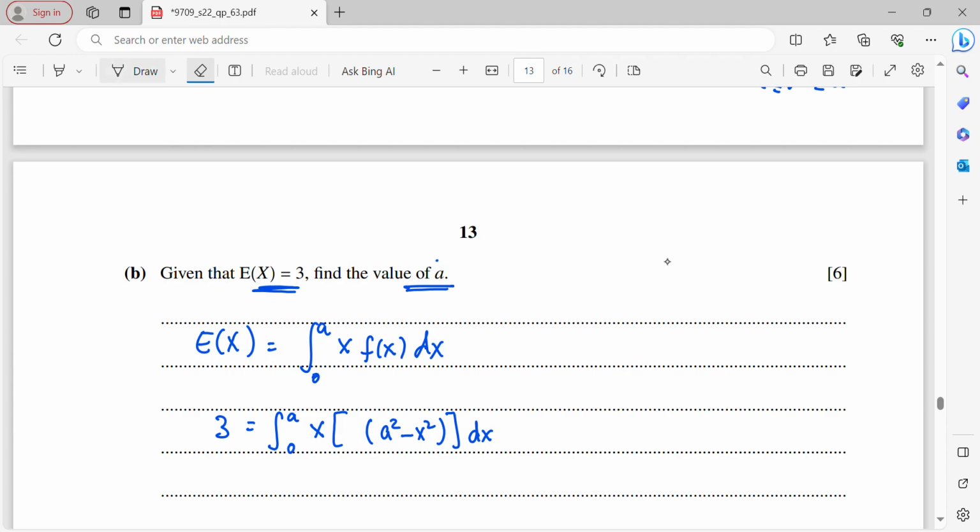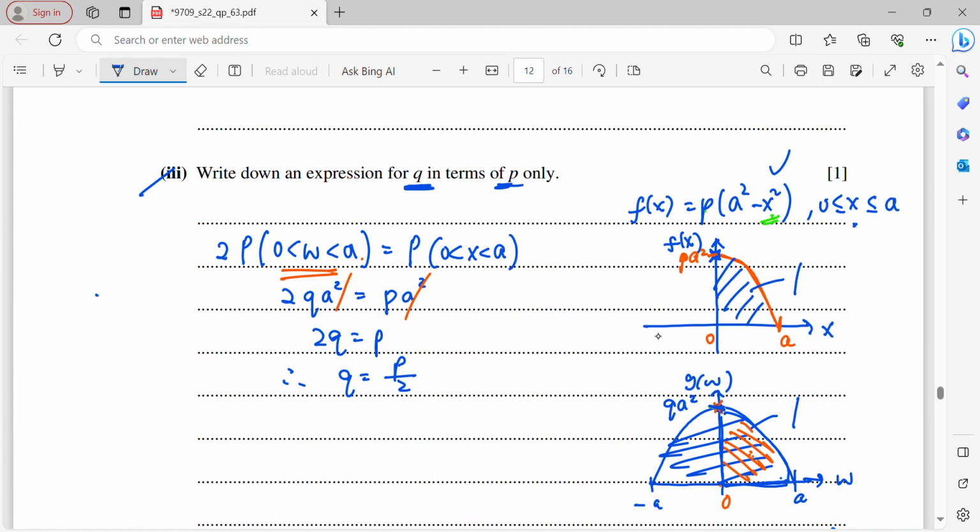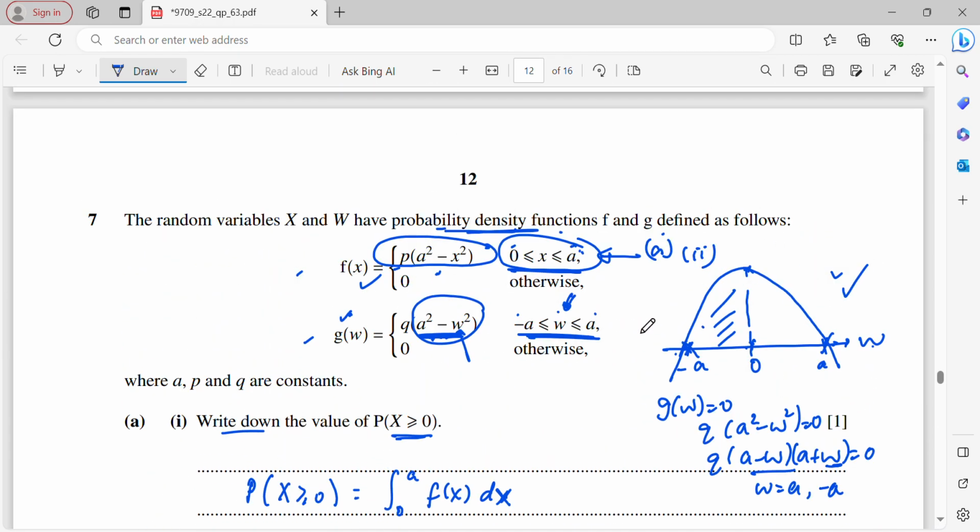Now here, I need to know what my P is, because you need to find A. I cannot have P here. So now I need to find P, but we know that P is basically 2Q. That means now I need to find what my Q is. My Q can be found using the GW. So we know that the total probability is going to be 1.